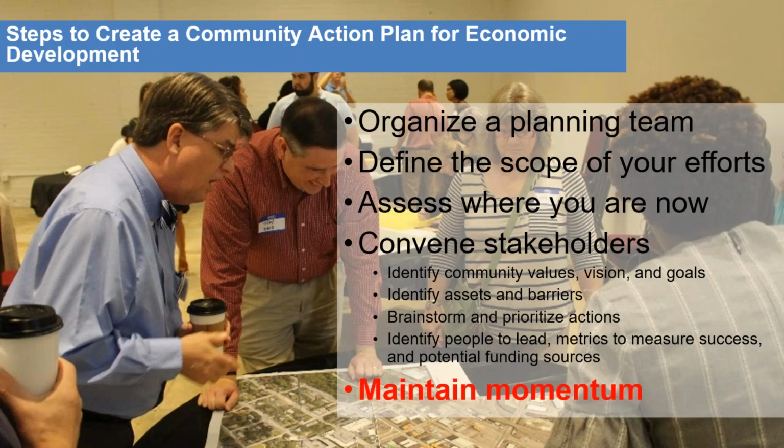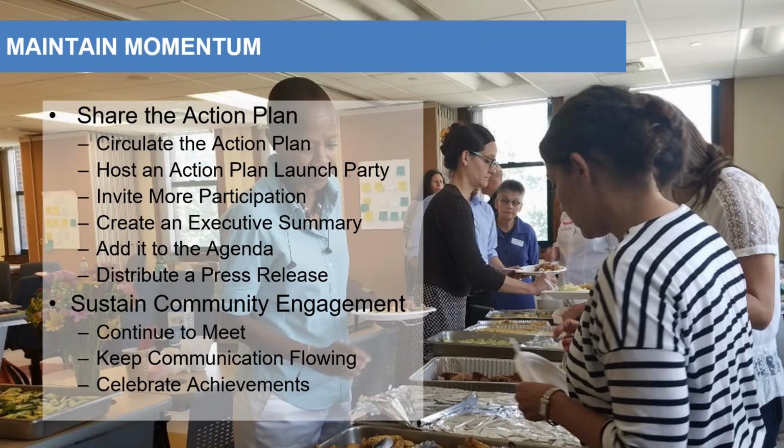After the community process and after the convening process and having created the action plan, we like to spend some time thinking about how you can maintain momentum for the plan. And so we work with communities to talk about different strategies. The first are all the different ways that you might share the action plan. Number one is just to circulate it to the people who were at the workshop.